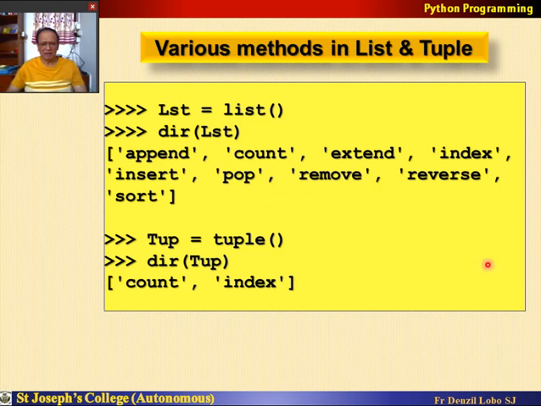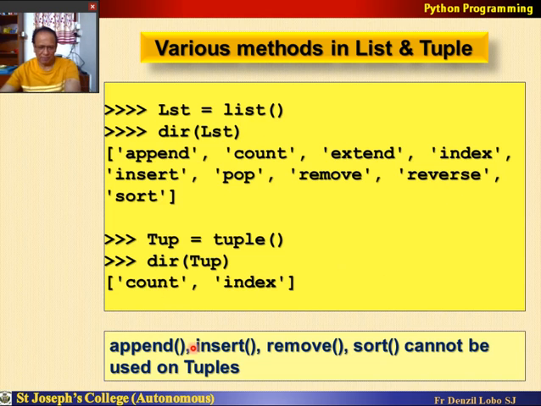So let us see the various methods of lists and tuples. As you have seen earlier, we use dir: we have created a list here, and then dir of the list, you have come across these. All these are methods of the list. But in the case of tuple, we have got only count and index. These are the two methods of tuple. So append and insert cannot be used with tuple, to add elements to a given tuple.